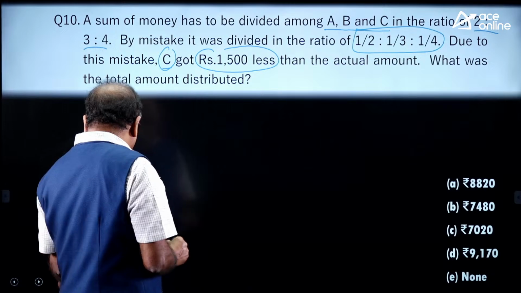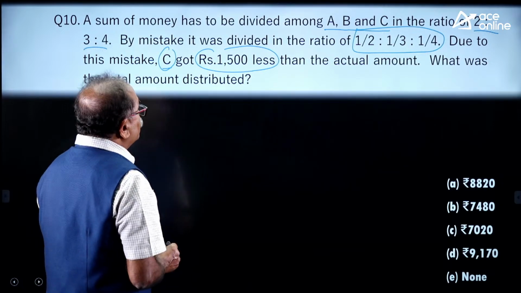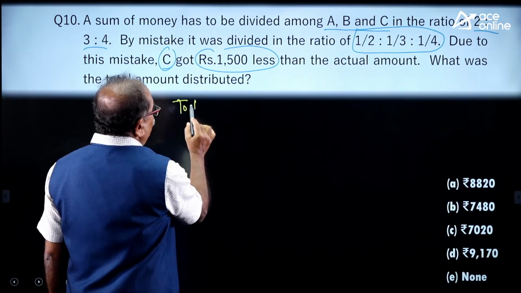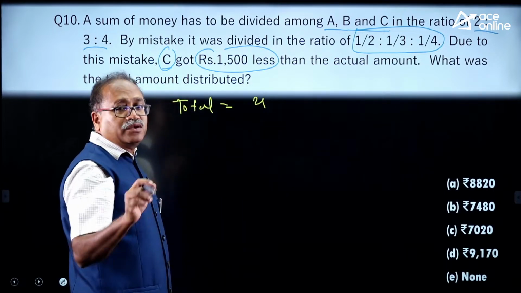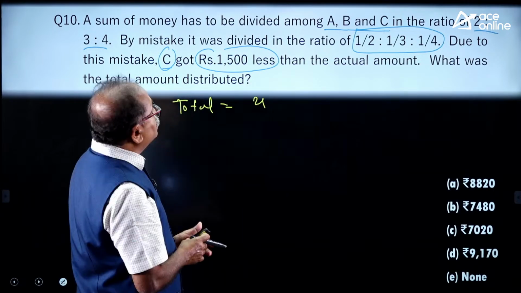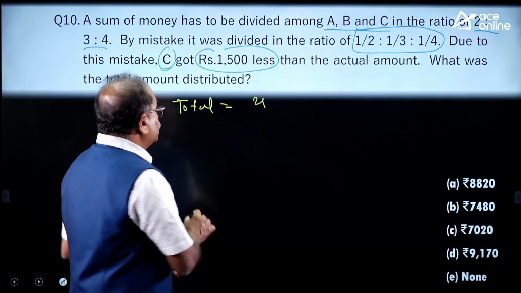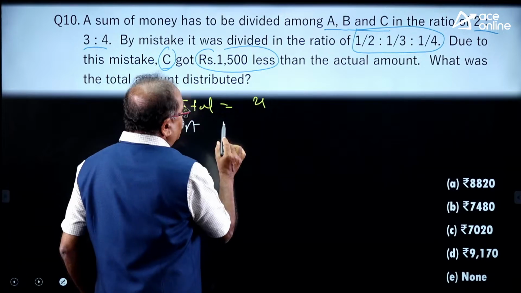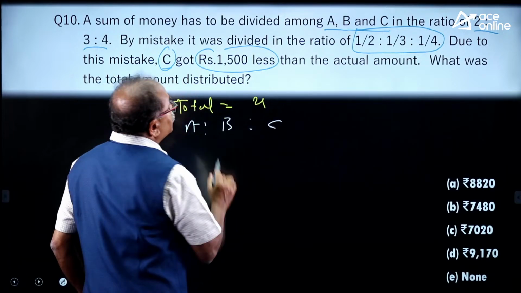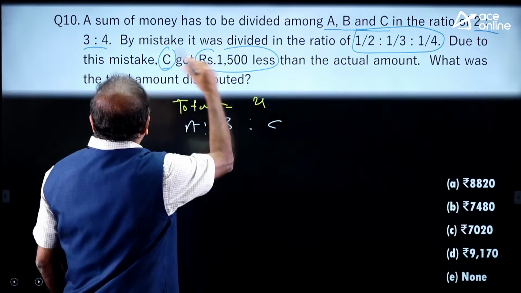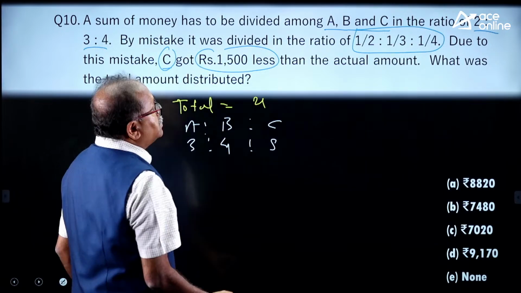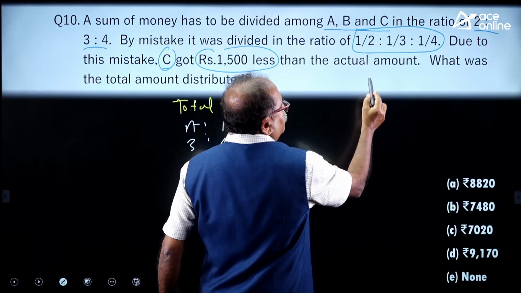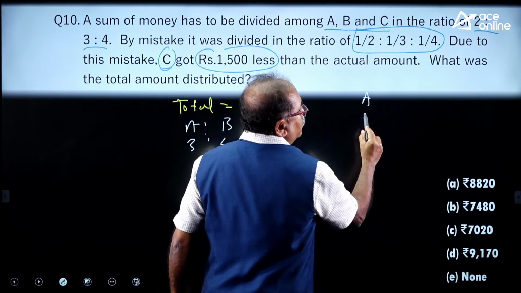So what is the approach for this question? If I consider the total amount as x, I'll assume that the total amount is x. I need to find the x value. How is it to be distributed? It has to be distributed among A, B and C, in which ratio? 2, 3 and 4. But by mistake it is divided in the ratio of 1/2, 1/3 and 1/4.